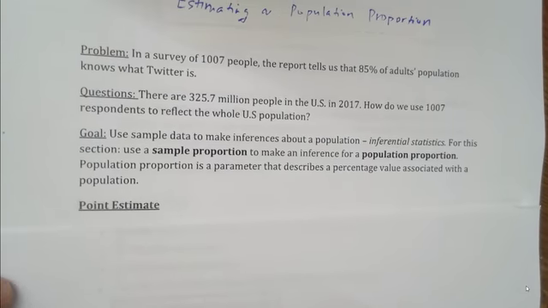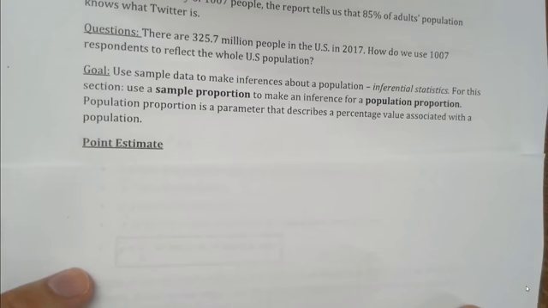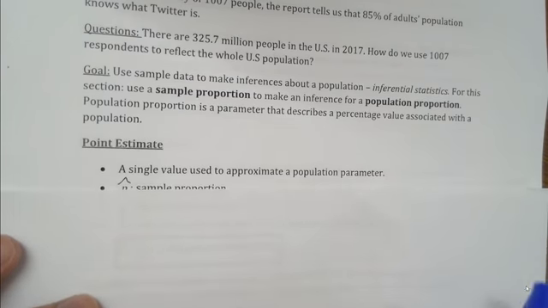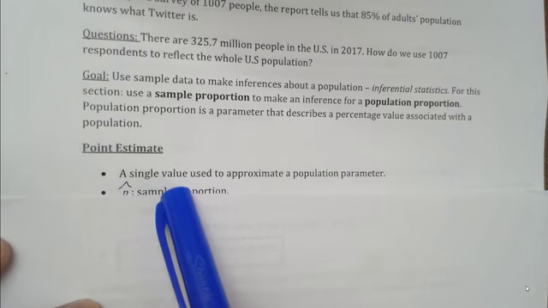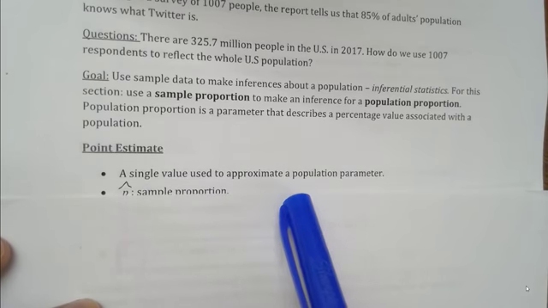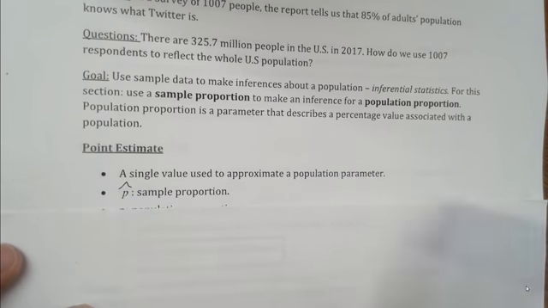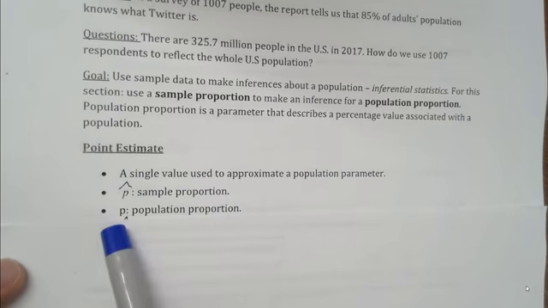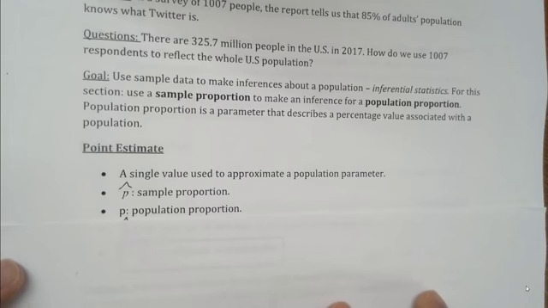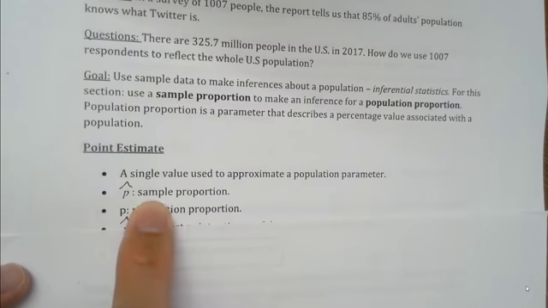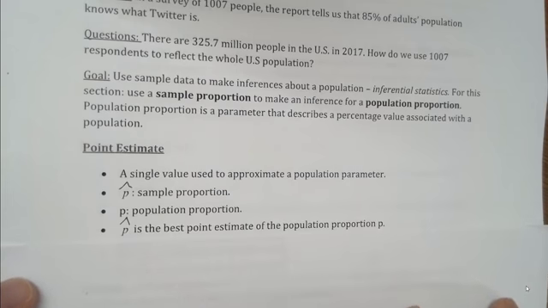Okay, so we have the first definition for this section, which is the point estimate. The point estimate is a single value that is used to approximate a population parameter. We use the notation of p with the hat symbol for the sample proportion. The letter p without the hat is the population proportion. So the one with the hat is sample, the one without the hat is the population.